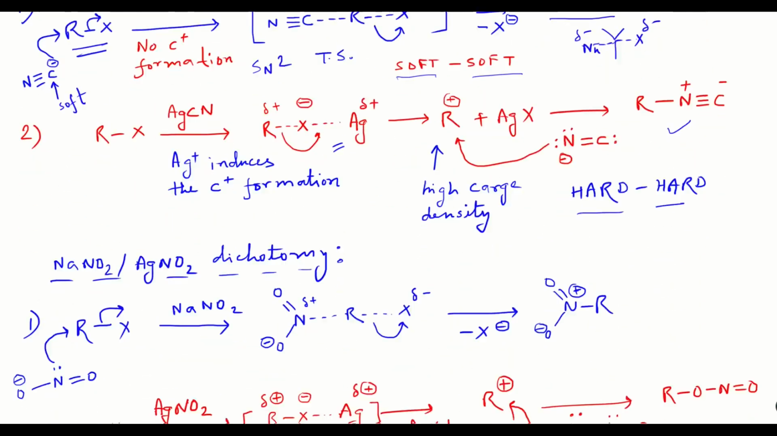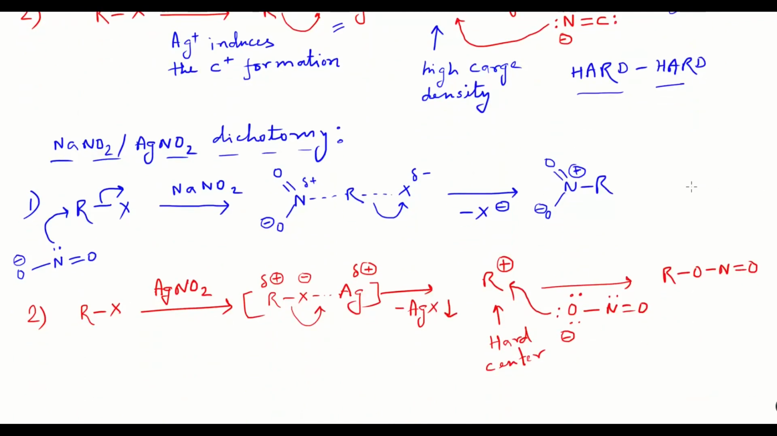Now let us go to the sodium nitrite silver nitrite dichotomy. Here also the same thing will happen. When sodium nitrite is used, then the soft center, which is the nitrogen center, since the electronegativity of nitrogen is less than that of oxygen, being a soft center, will attack in an SN2 fashion, and this is the transition state, and thereby it will produce the corresponding nitroalkane.